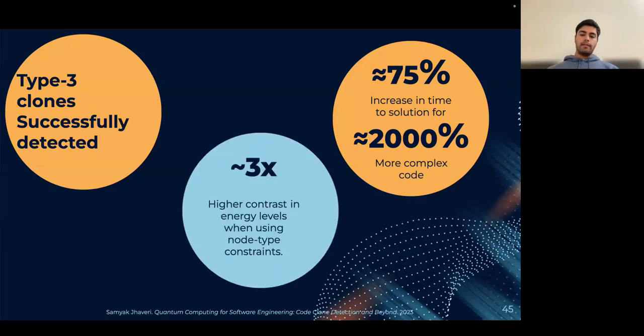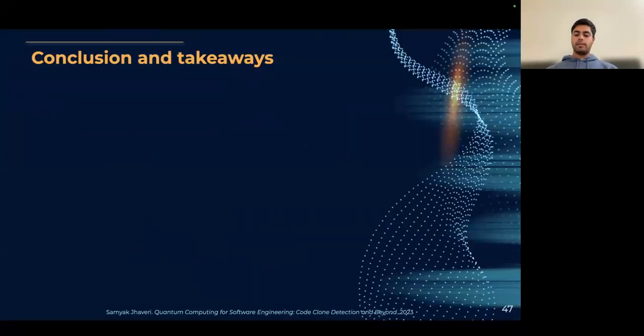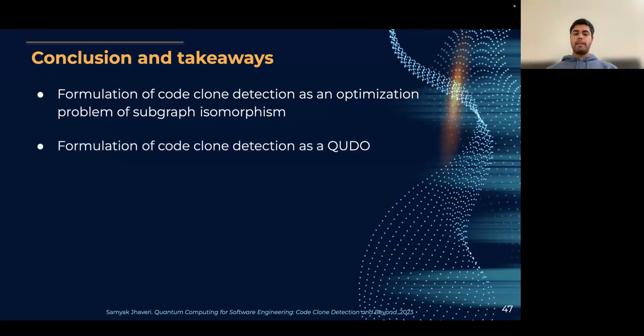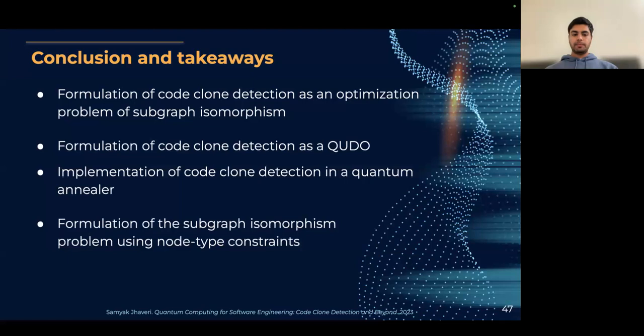And lastly, we can also see a 3 times higher contrast in the energy levels when using node type constraints, which proves that the node type constraints were essential in making this a better formulation. So finally, I'd like to conclude and talk a little bit about why this research is significant. This is probably the first formulation of code clone detection as an optimization problem of subgraph isomorphism. It's probably the first formulation of code clone detection as a QDO, and also probably the first implementation of code clone detection in a quantum annealer.